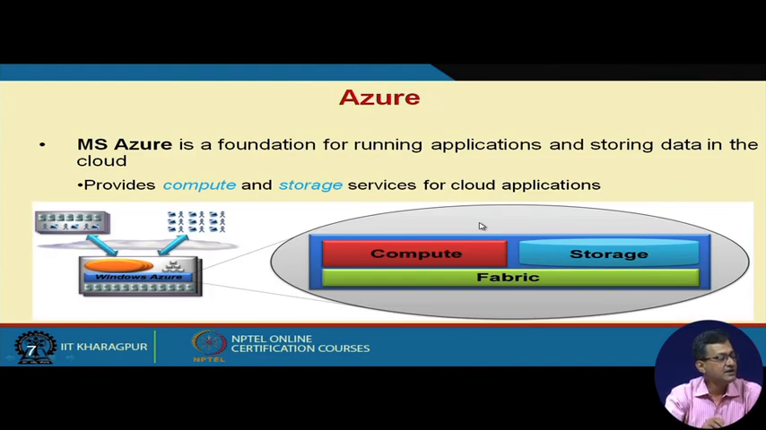So, Azure is a foundation for running applications and storing data in the cloud. As a cloud service provider, it provides compute and storage services for cloud applications. Similarly, it is compute, storage, and fabric. The fabric is primarily binding things with the bare metal, the different data centers and their resources, and it keeps a layer above which allows for virtualization and other types of support.